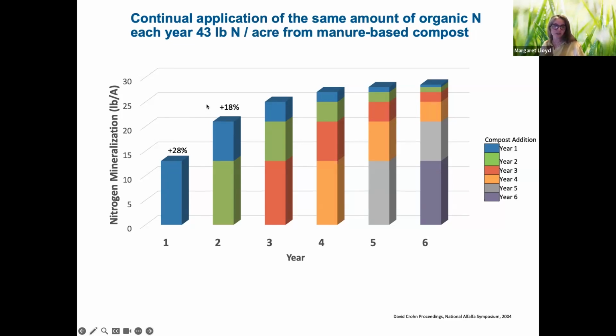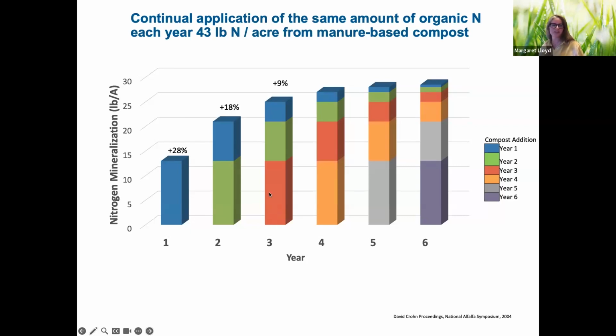Now, in year two, that same practice is done. And so this green bar matches the blue bar. So from year two's application of compost, about 28% of that total nitrogen is expected, plus some further mineralization from year one's compost. So an additional 18% in year two.